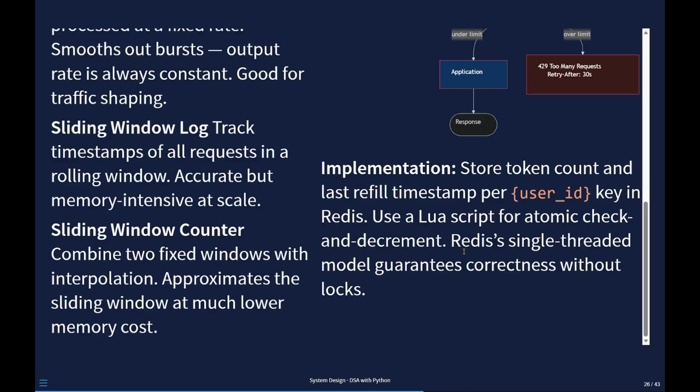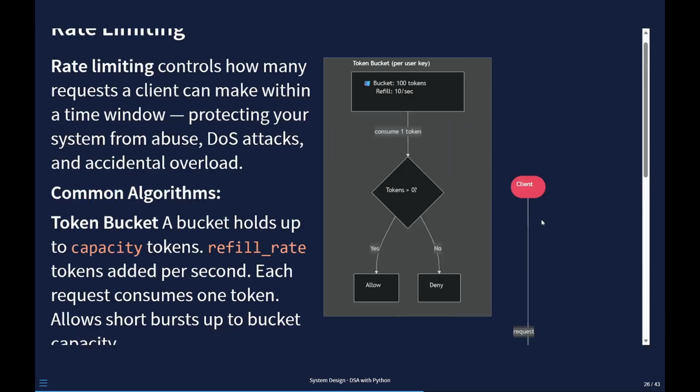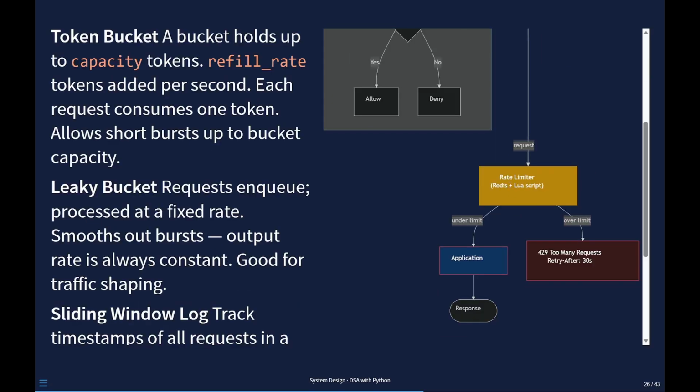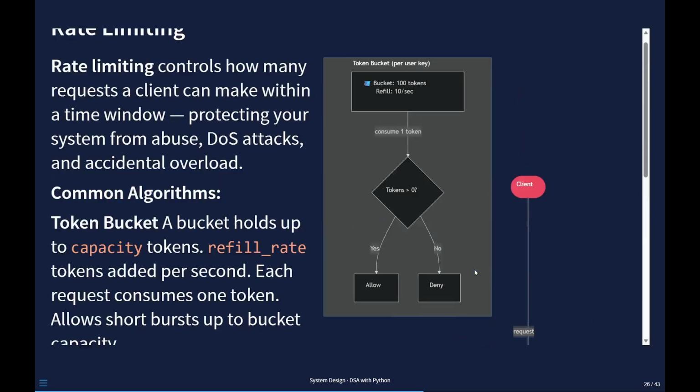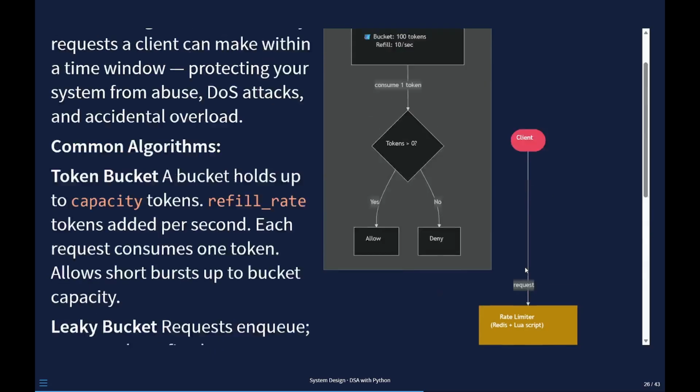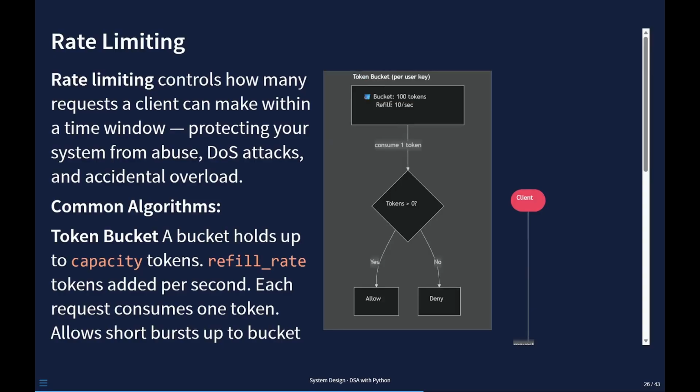Click the diagram shows the full flow. Client requests hit the API gateway, which calls the rate limiter. The rate limiter checks and updates state in Redis. Requests under the limit are forwarded to the application. Requests over the limit get a 429 too many requests response immediately, with a retry after header telling the client how long to wait. 2 concepts that are often confused.